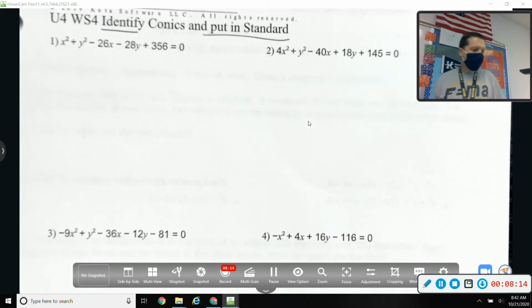So for the first three, go ahead and identify them. Don't put them in standard yet. That takes a little bit longer. But for the first three, just look at them and see what shape they are. Actually, first four. So 1 through 4, identify them, and then we'll compare notes on that.